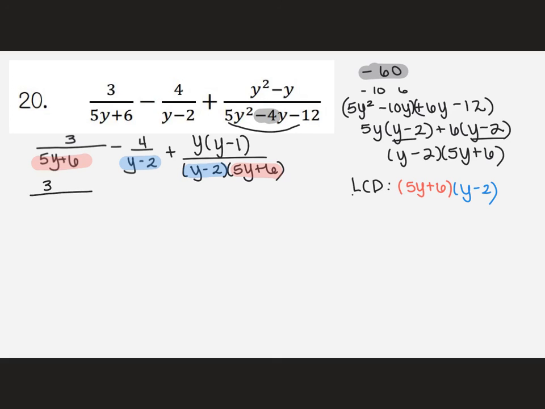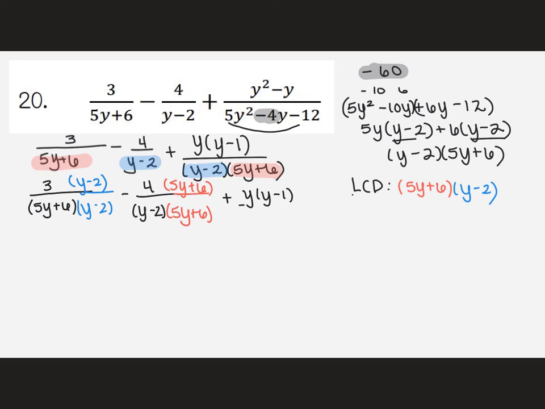I want to start rewriting these fractions so that they have the LCD. Looking at the first fraction, to have an LCD, I need to include the y minus 2. If I add y minus 2 to the denominator, I also have to add it to the numerator. Moving on to the second fraction, I have y minus 2 in the denominator. I need to add the 5y plus 6. If I add it to the denominator, it also has to be added to the numerator. And finally, in my final fraction, I don't need to add anything because the denominator is already the LCD.